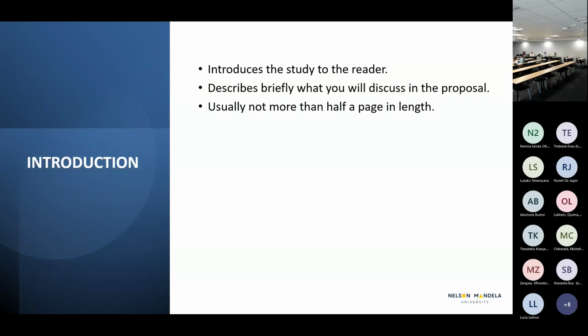Okay. The introduction, as it says, introduces the study to the reader. It describes briefly what you will discuss in the proposal, and is usually not more than half a page in length. This is just a recommended guide, half a page, but you could actually make it longer if you felt it's necessary. But then there's a question mark whether it is an introduction if it becomes a couple of pages long. But it depends on, again, your department, but this is the recommended.